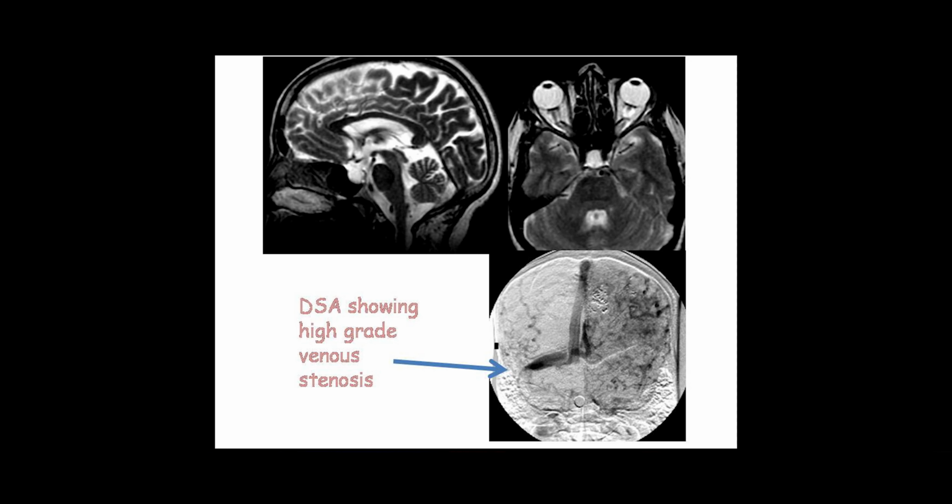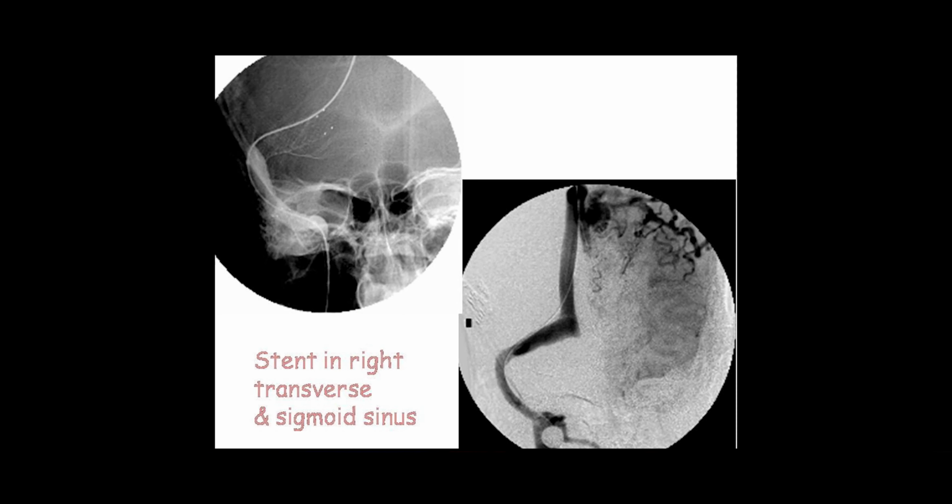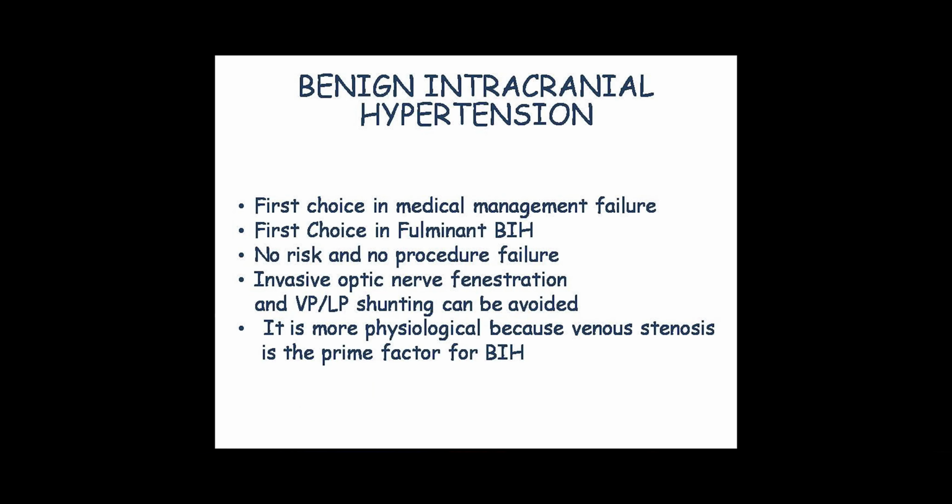Here is another example, in more severe cases where simple angioplasty may not help, and we sometimes put a stent across the narrowing, which keeps the vein open permanently, and the patient recovers immediately from this disease entity. So the important thing is that if you don't treat them immediately, they might lose vision, which can be a permanent visual failure for the patient.